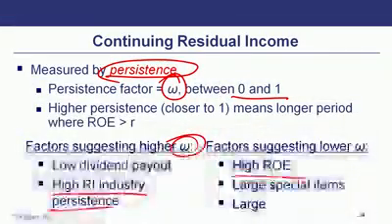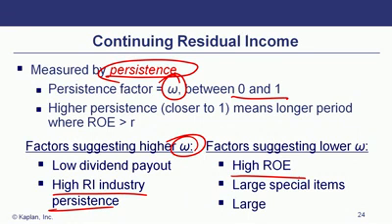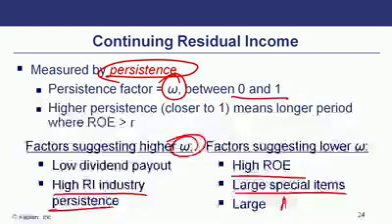And then factors that typically suggest a lower persistence level, meaning closer to 0: companies with higher return on equity, since it's harder to sustain that high return on equity; if they have large special items; and then also large accruals. Right? Accrual accounting.